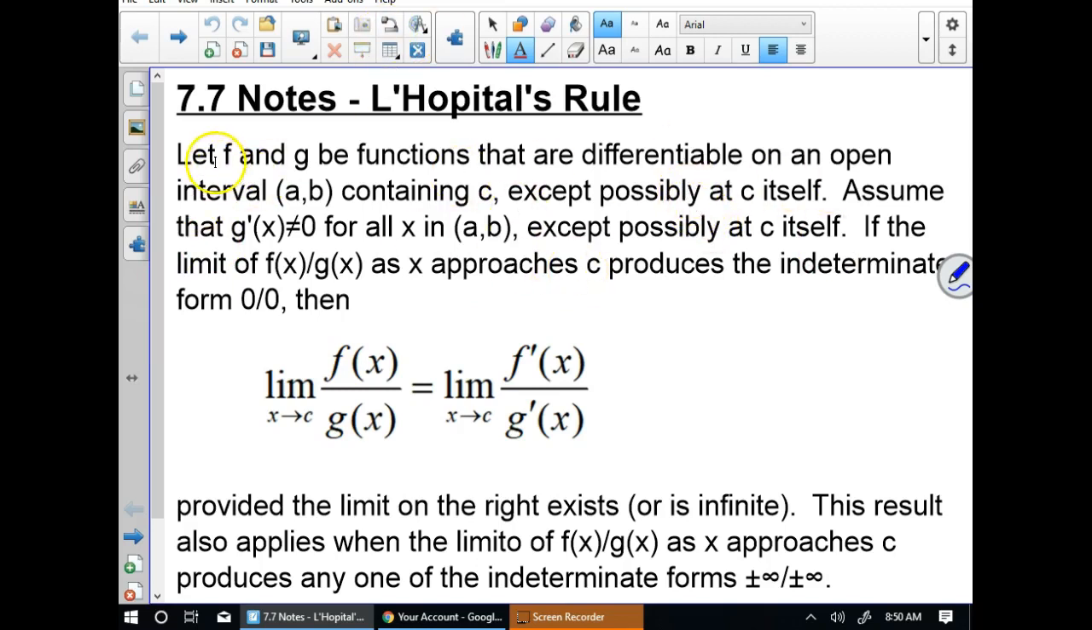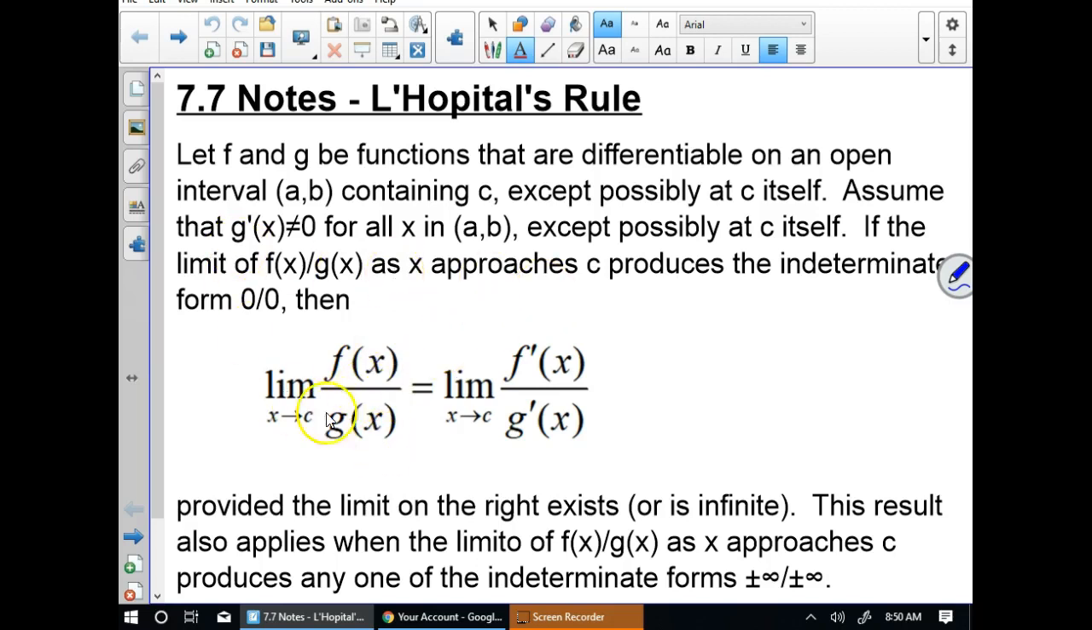There's a lot of words here that give you conditions that you have to consider, but usually they're not a big deal. So f and g have to be differentiable functions on the open interval a to b, except for possibly at whatever value you're taking the limit at. Because normally, when we look at a limit, we're looking at one of those places where you get zeros in the denominator and it's not continuous or differentiable there.